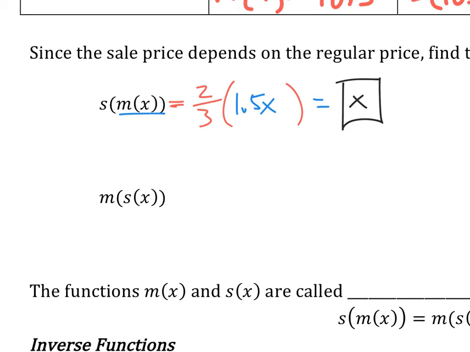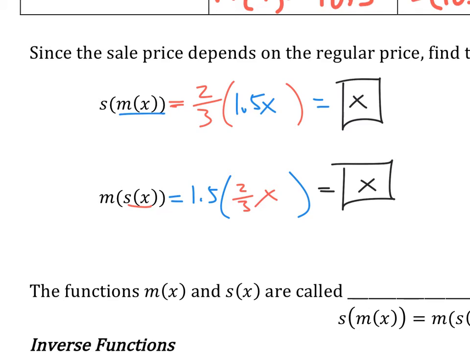Interesting. So if we switch it around here, we have m. Well, m was 1.5 times s of x, and we look up above at what the function was, s of x. S of x is just 2/3 x. All right, so now 1.5 times 2/3. Well, 1.5 times 2 is 3, all divided by 3 is just 1. So this again is 1x. Don't need the 1 there. It's just x.